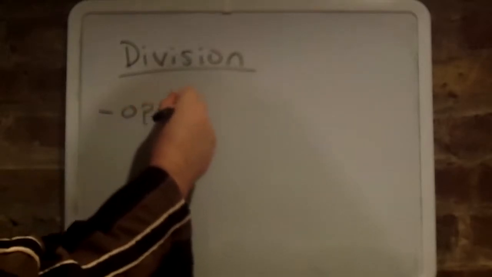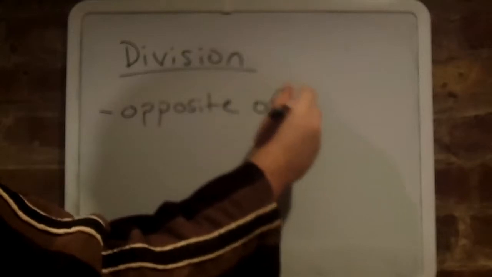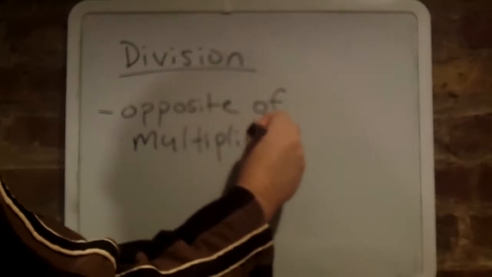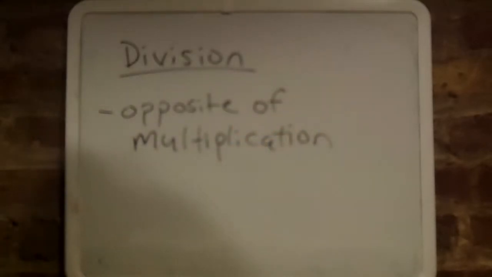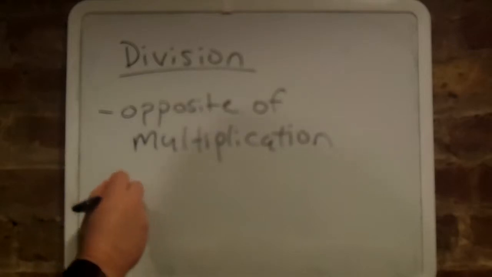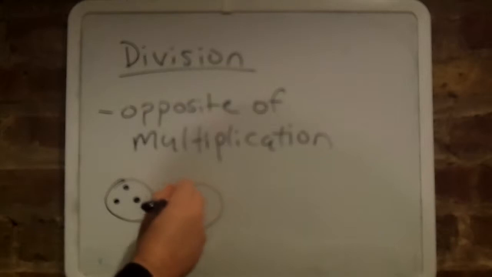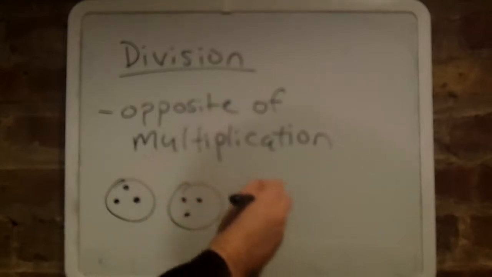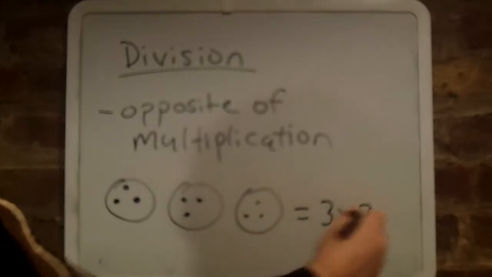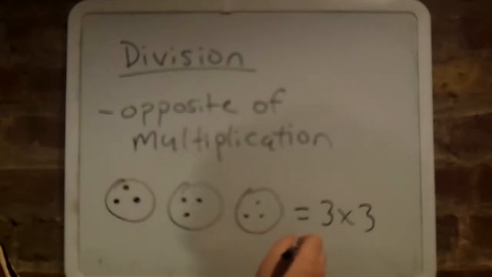So division is just the opposite of multiplication. In multiplication, it's a method for adding up rapidly groups of equal size. So for example, if I have 3 groups of 3, that's the same as 3 times 3, right? So 3 groups and 3 in each group. So that means we have 9 things total.